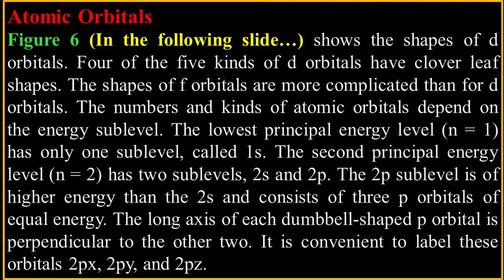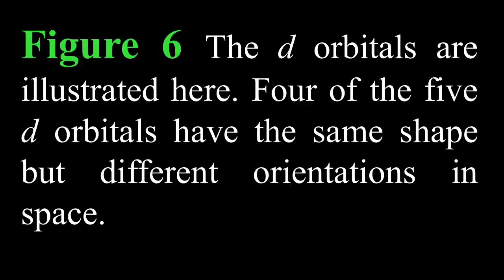The lowest principal energy level, n equals 1, has only 1 sublevel called 1s. The second principal energy level, n equals 2, has 2 sublevels, 2s and 2p. The 2p sublevel is of higher energy than the 2s and consists of 3 p orbitals of equal energy. The long axis of each dumbbell-shaped p orbital is perpendicular to the other two. It is convenient to label these orbitals 2px, 2py, and 2pz.